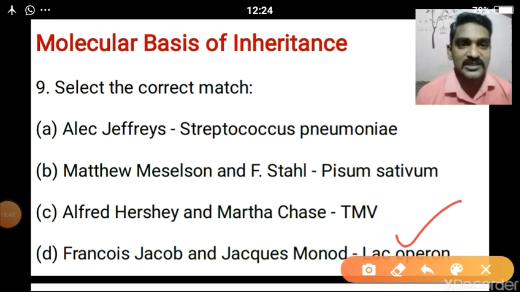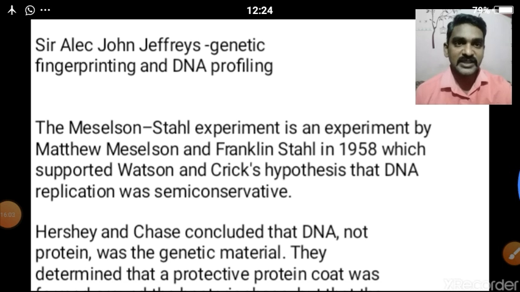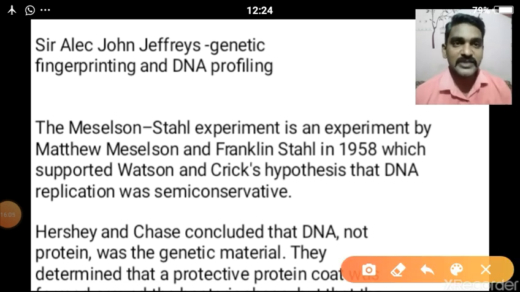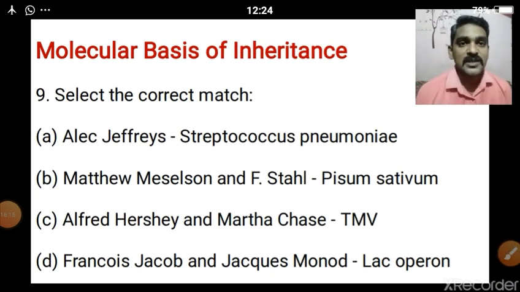As you all know, the scientists Jacob and Monod gave the lac operon proposal. That model was given by Jacob and Monod. Whereas Hershey and Chase, the first option is Alec Jeffreys. Jeffreys did the genetic fingerprinting, DNA profiling. In the option they have given Streptococcus pneumoniae, which is used in the transformation experiments by Griffith. That will not come here.